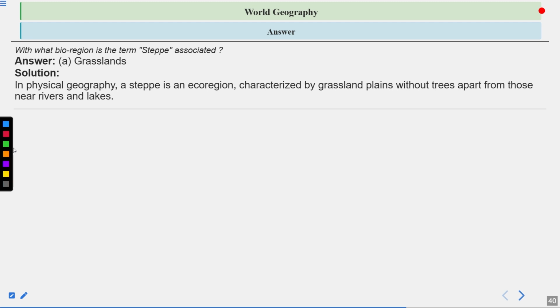In physical geography, a steppe is an ecoregion characterized by grassland plains without trees apart from those near rivers and lakes.